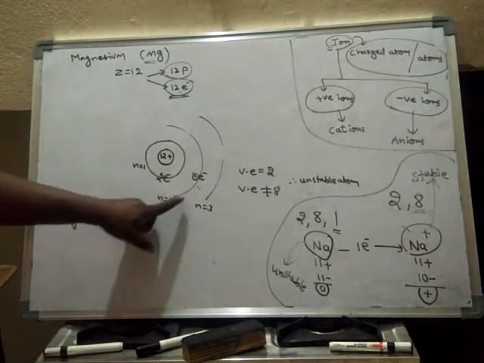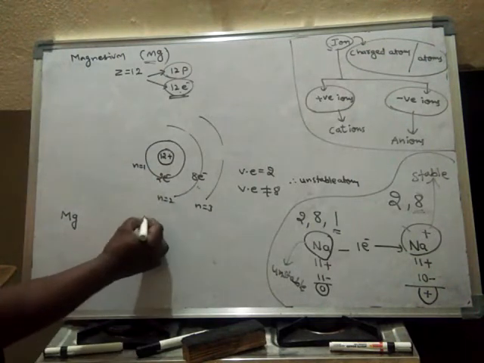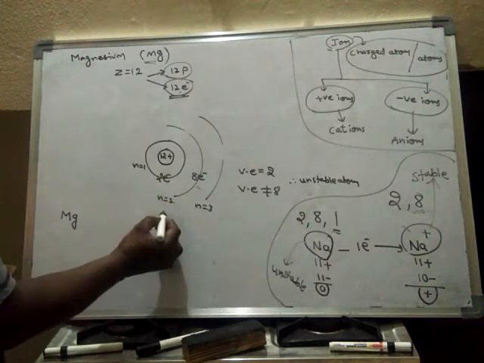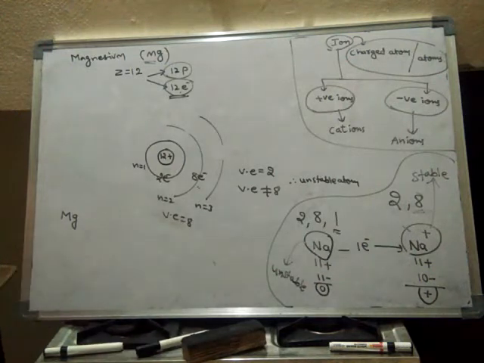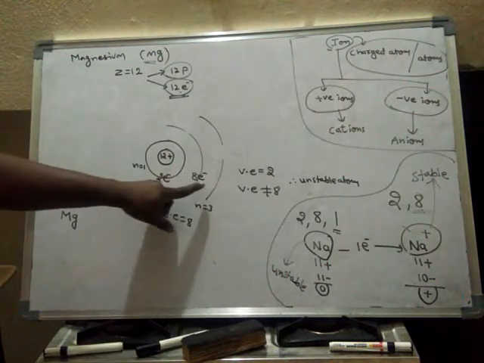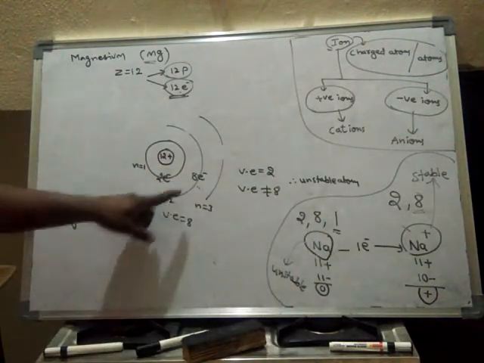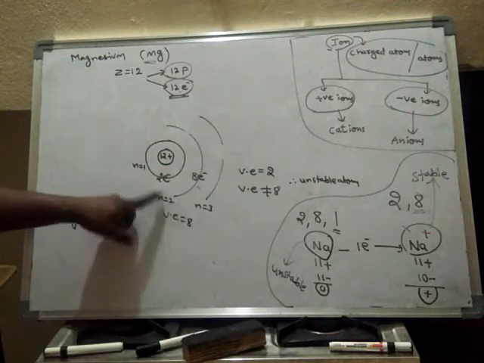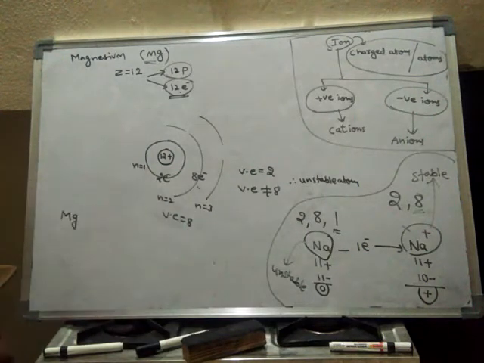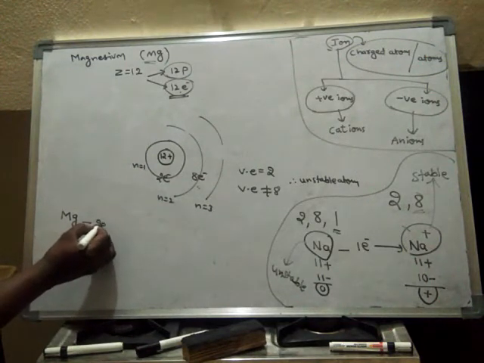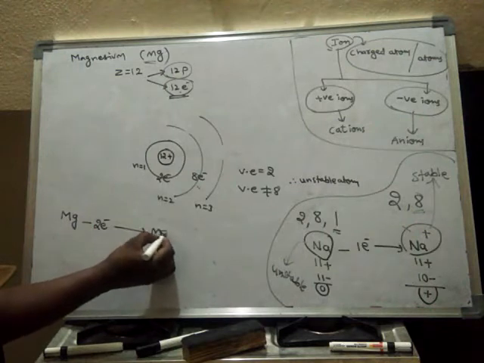Now, the electrons present in the outermost orbit are said to be valence electrons. How many valence electrons are there after losing 2 electrons? The valence electrons will become 8. Before that, valence electrons are 2, hence it was unstable. After losing these 2 electrons, its valence electrons become 8, then it will become stable. So like this, magnesium after losing 2 electrons will form like this.